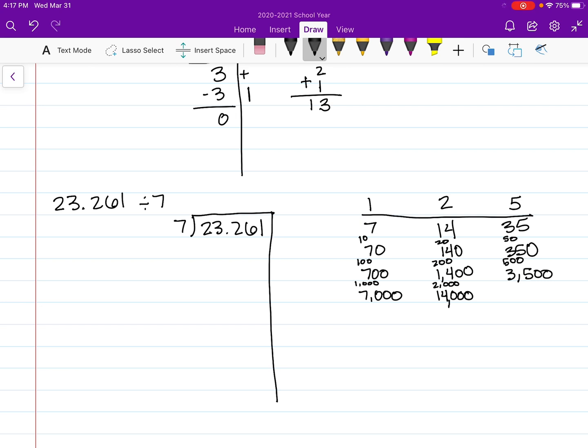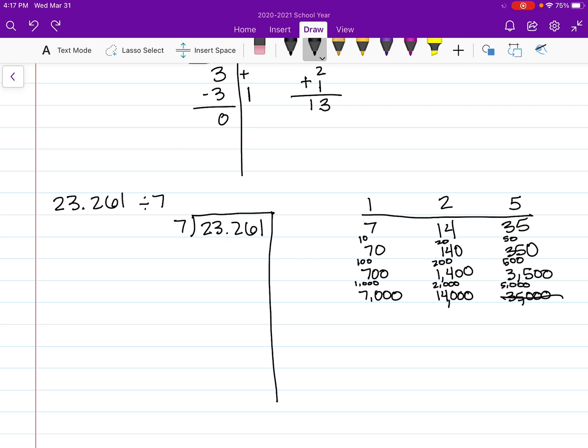Not there yet, but I'm getting close. 5,000 times 7 is, well, I'm just going to add another 0. 35,000, that's too big. I don't need that number. So now I'm going to try and find the biggest number from my table that gets me close to 23,000, because remember, right now I'm just pretending like this is a comma. I'm kind of ignoring that decimal.